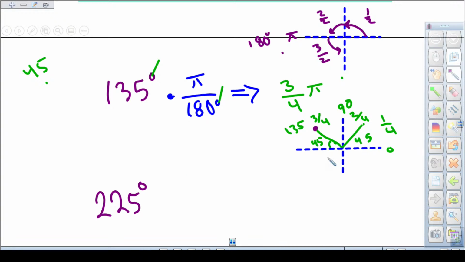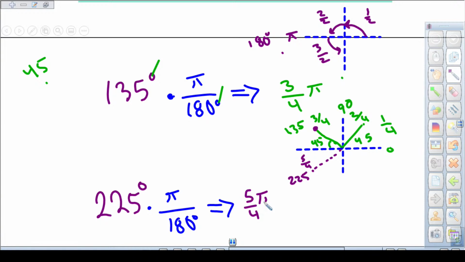Well, if I kept on this thought here, this is a 4th, this is a 4th, another 4th, another 4th, another 4th will get me down to 225 here. Another 4th. So I got 3/4, 4/4, 5/4. So without doing any conversion with this formula, you are able to predict correctly that you're going to land at that location, which is 5/4 of the pi.